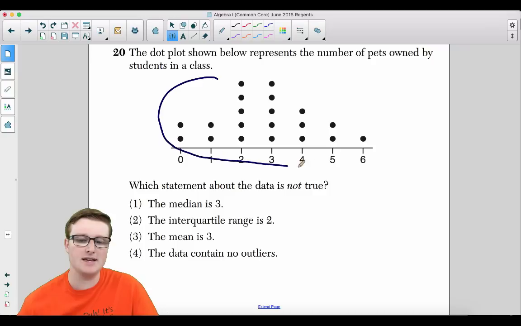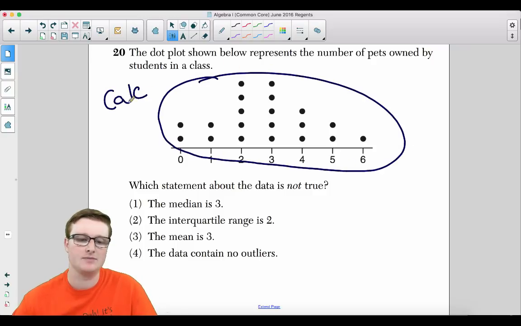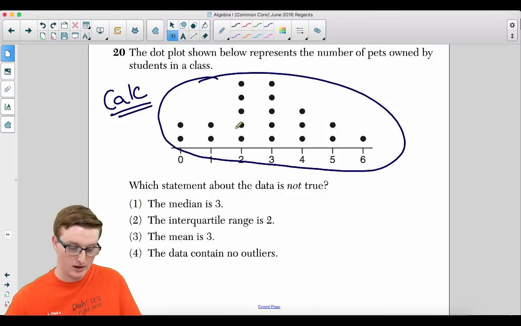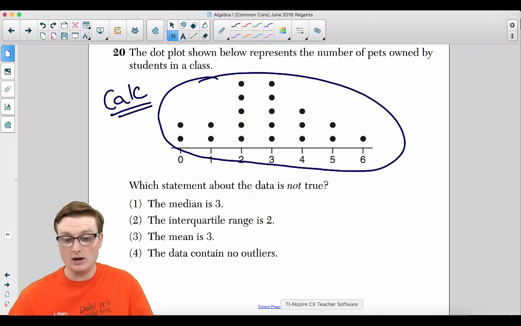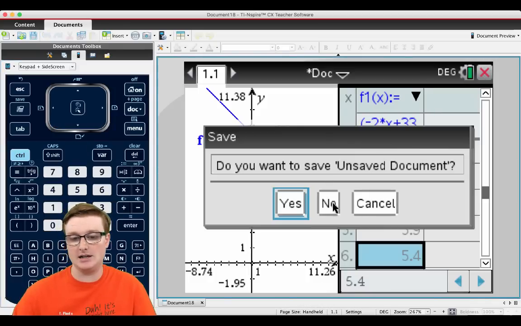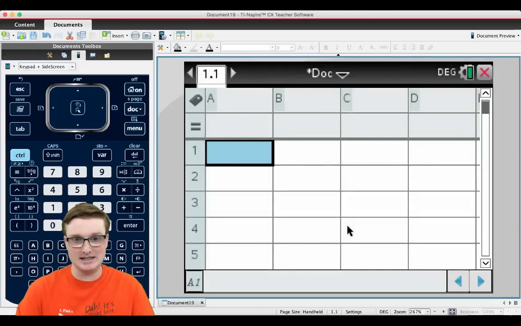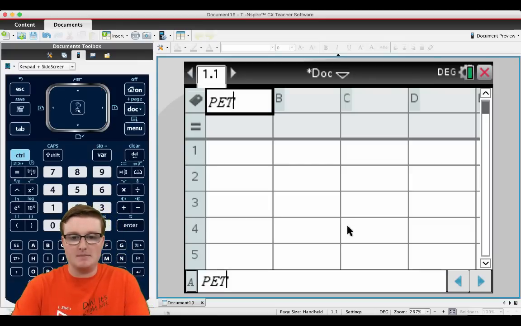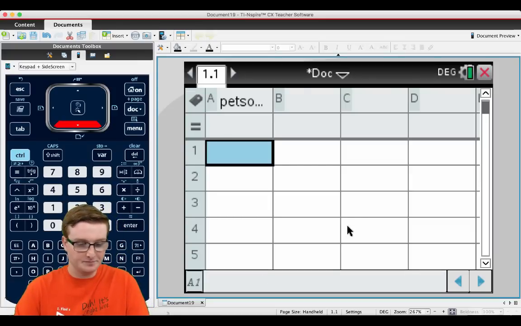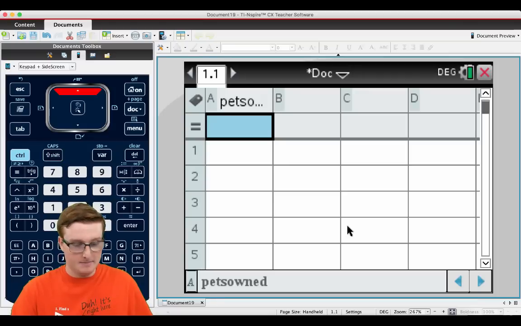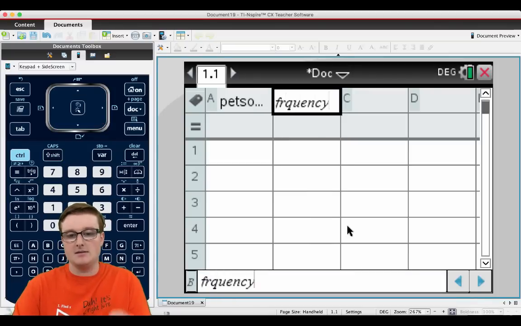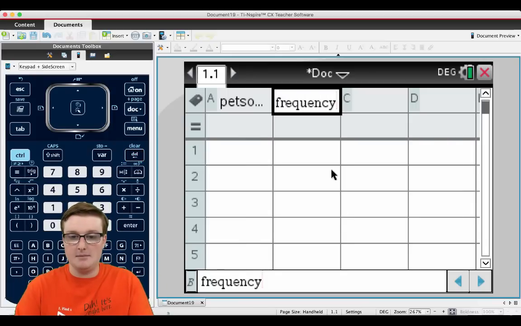you need to input this into your calculator. It's a little bit of a pain in the neck, but you do have to do what you've got to do. So I'm going to go to my calculator, go to Lists and Spreadsheets, and I'm measuring pets owned by people. This is my pets owned, and this is my frequency.